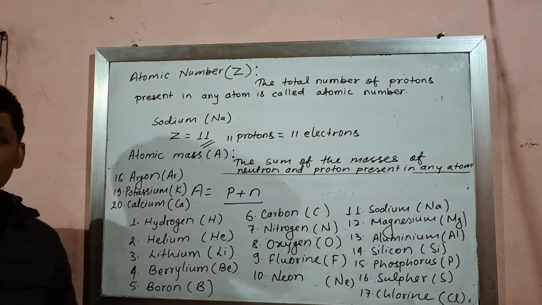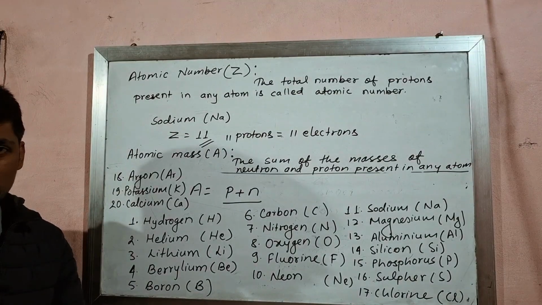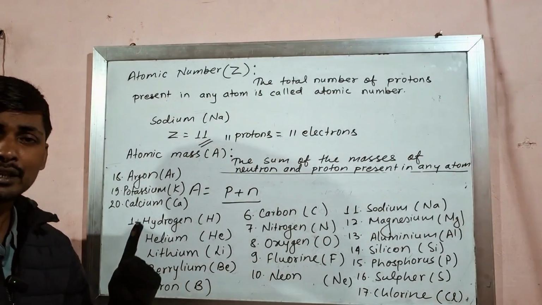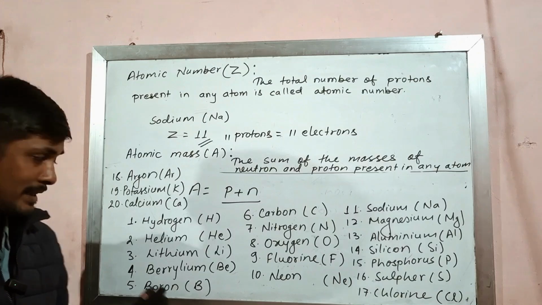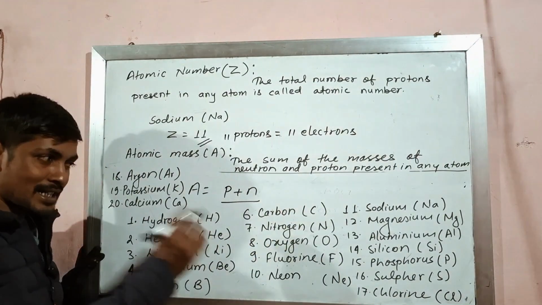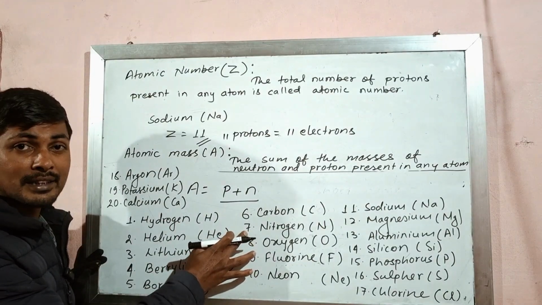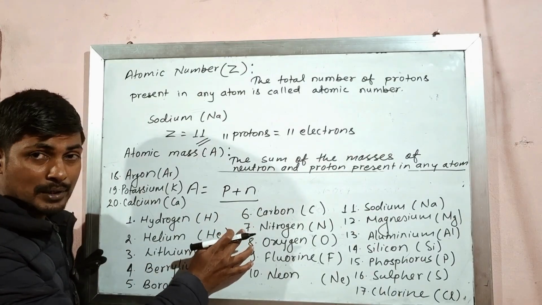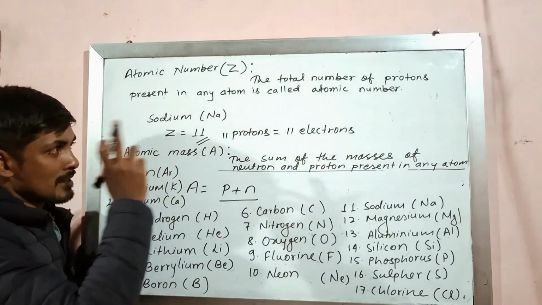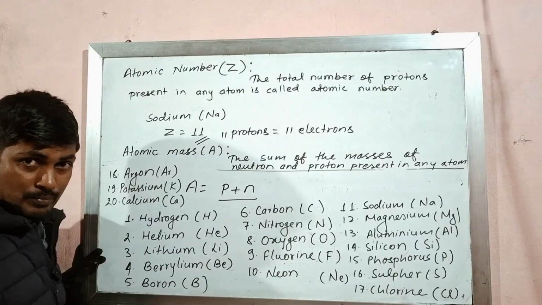So first of all, we have to remember these 1 number to 20 number elements with their symbol. This serial number is equal to the atomic number of that atom. It means what? If we talk about nitrogen, it lies in 7 number. Then how many protons are there in nitrogen? Since it lies in 7 number, its atomic number is 7. It has 7 proton and 7 electron.